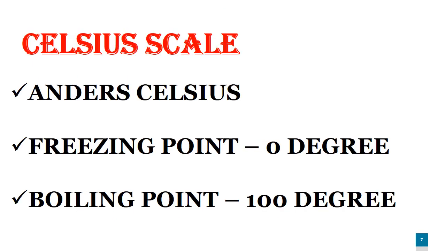Celsius scale. Around 1743, Andreas Celsius invented the Celsius scale. He determined the freezing temperature of water to be 0 degrees and the boiling temperature at 100 degrees. So, the Celsius scale was invented by Andreas Celsius. The freezing point is 0 degrees and the boiling point is 100 degrees.